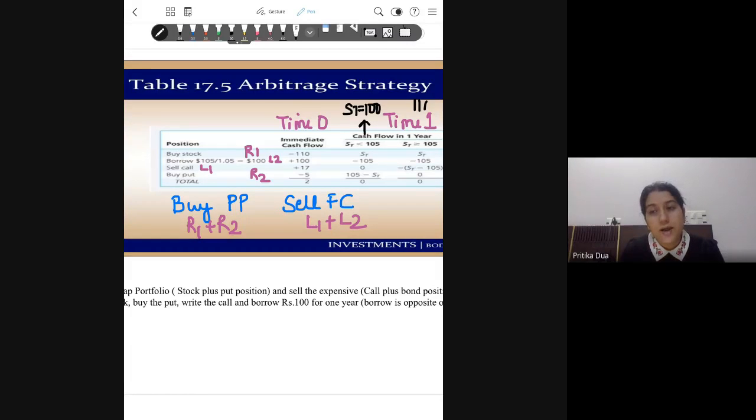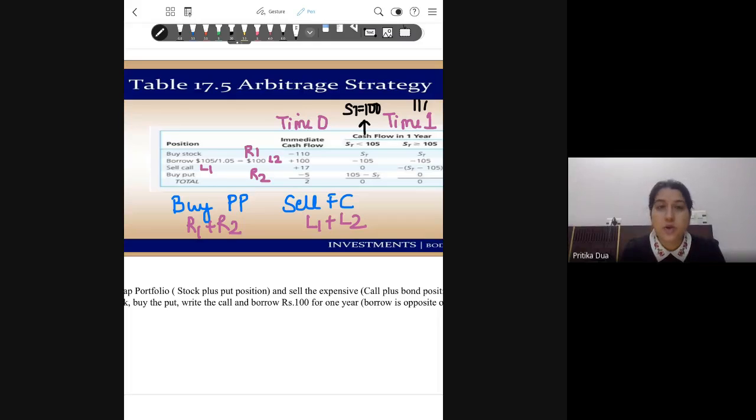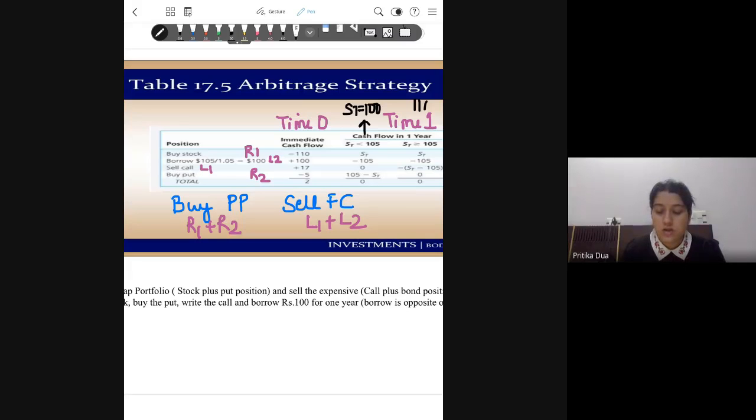So put call parity has come back to equality position post 1 year of the arbitrage opportunity. Okay, so both the options give you the same outcome, and put call parity ultimately holds in the market. Please have a look at the example. If there's anything which is not clear, please ask.